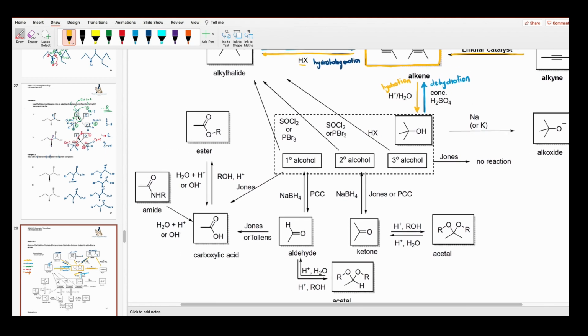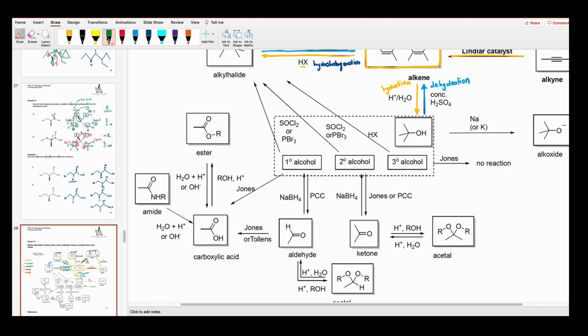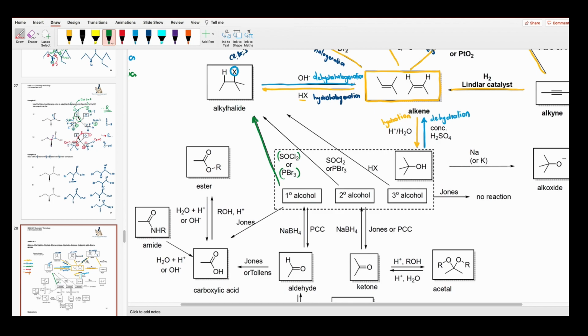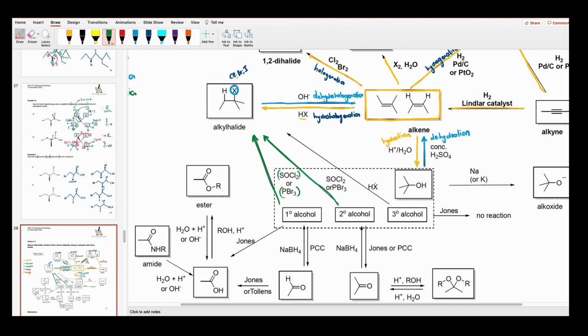I'm going to start with substitution. So with substitution reactions, if you have a primary alcohol, then you can substitute that with SOCl2 and PBr3 to form an alkyl halide. So you just substitute the alcohol with a halide. So you can do exactly the same for a secondary alcohol. And then lastly, for a tertiary alcohol, you can just add HX. But it's for the same purpose. Tertiary alcohols are more reactive, so you can substitute to form an alkyl halide.